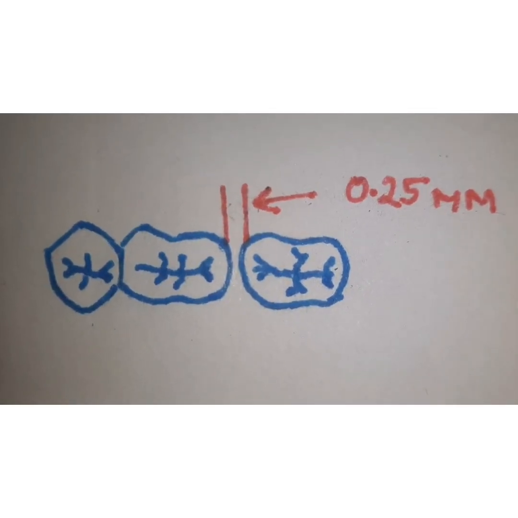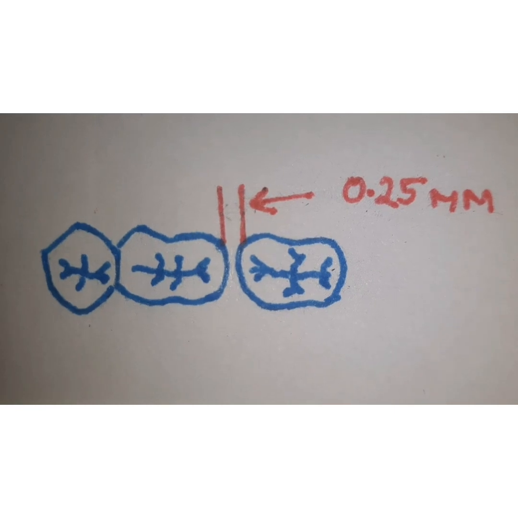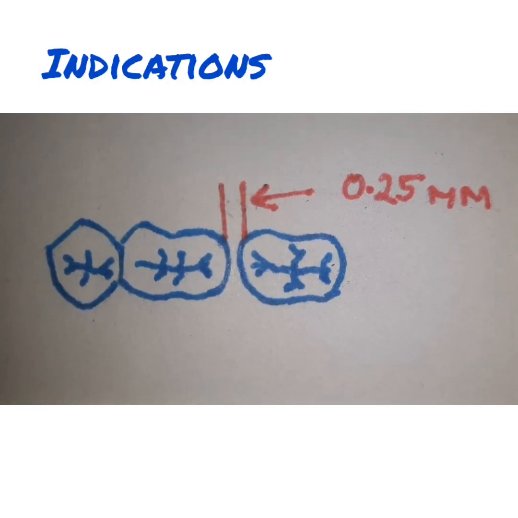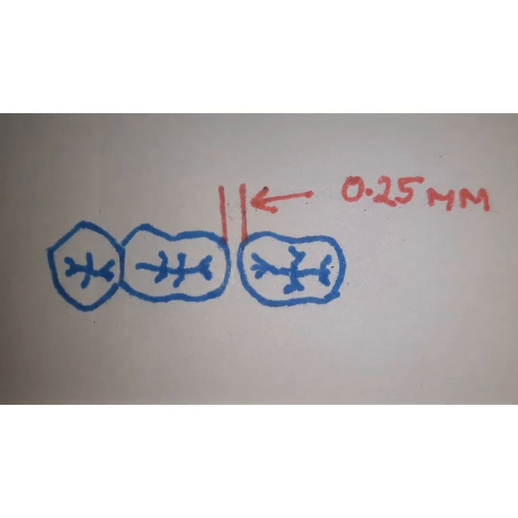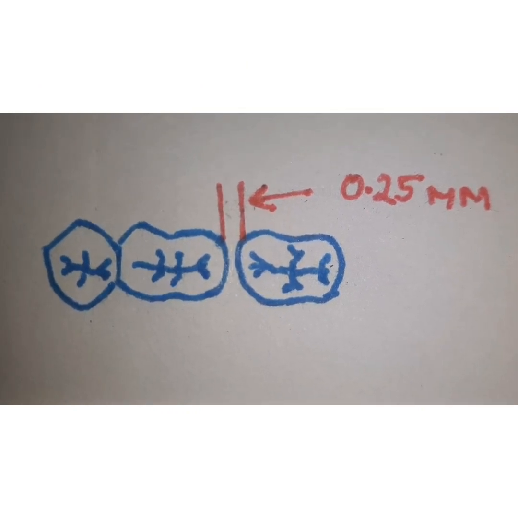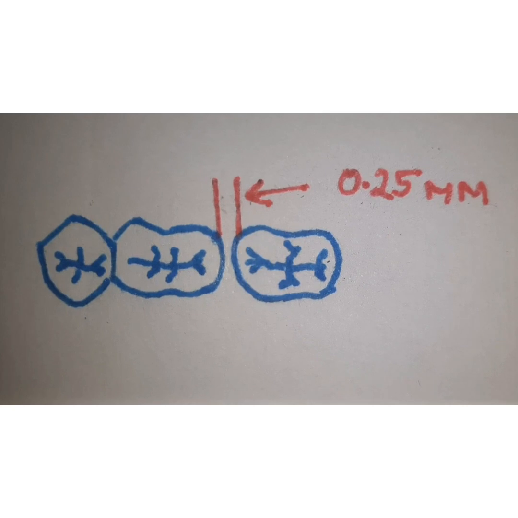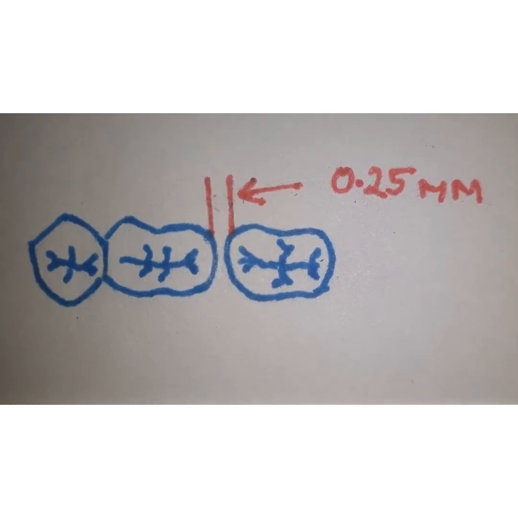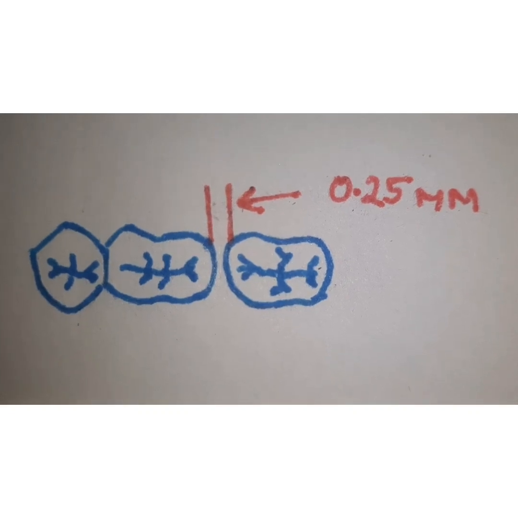Now the soldering process is used in long span bridges where multiple units are joined. They are also indicated in cases where the pontic and retainers are made separately, that is where you have a complete metal crown retainer which is joined with a metal ceramic pontic.